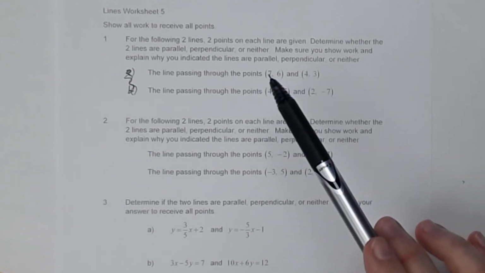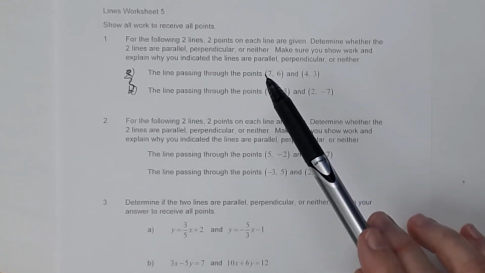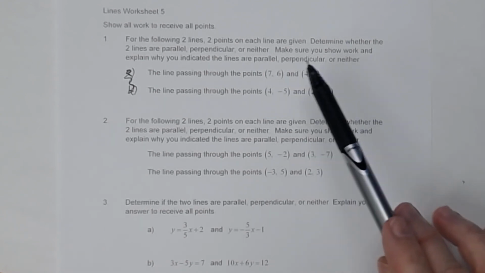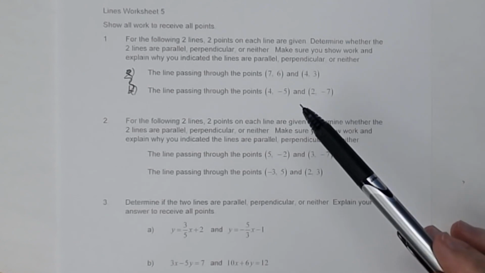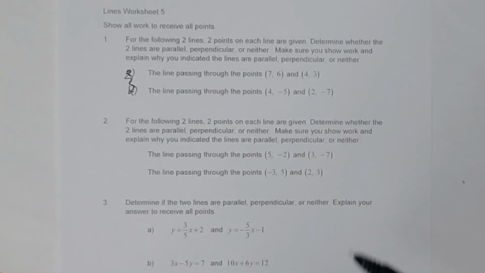Now remember, all you need for numbers 1 and 2 is the slope. So you know the slope formula, so that's what you had to use. That's all you had to use was the slope formula. Find the slope of the line, and then you could determine if the lines are parallel, perpendicular, or neither.